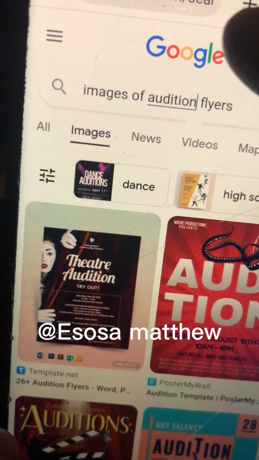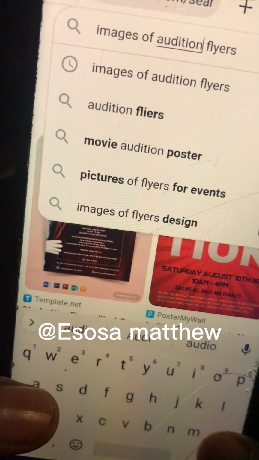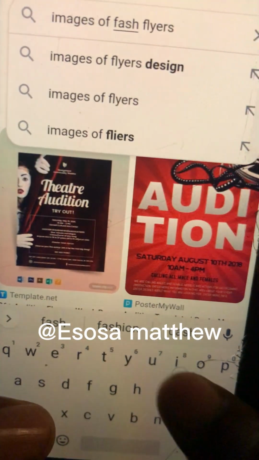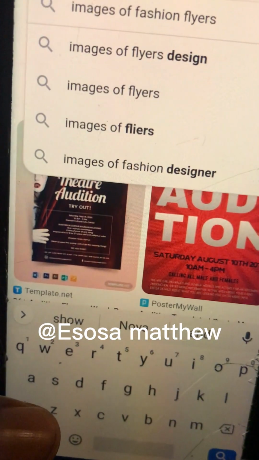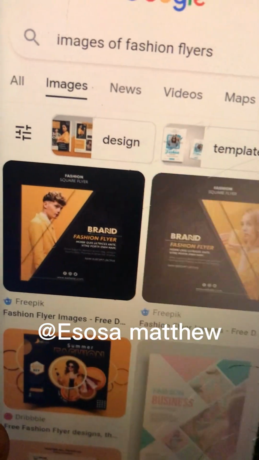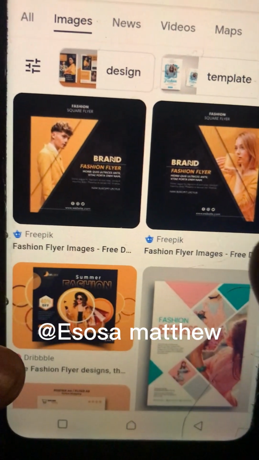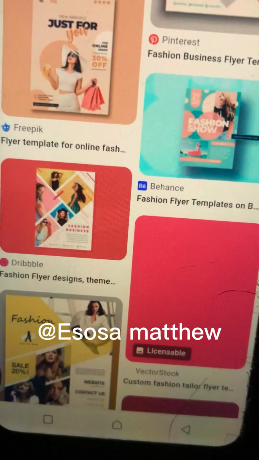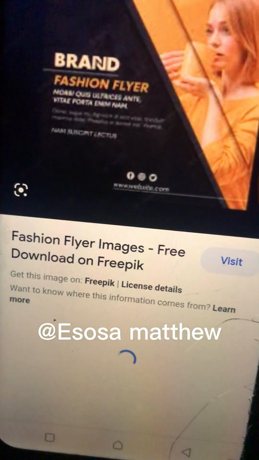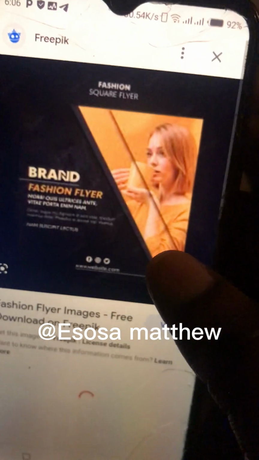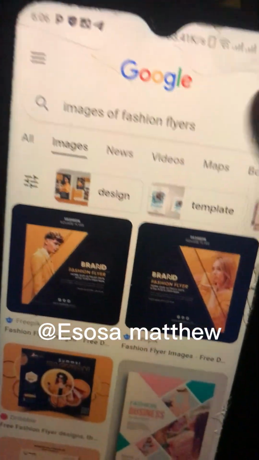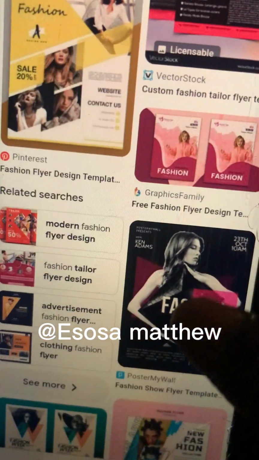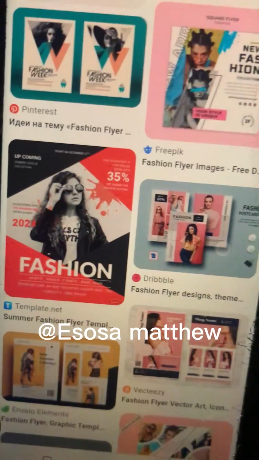So let's search for images of fashion flyers. I hope you're taking notes of all the different examples of flyers I've given you. I've given you the types, and now I'm classifying them into examples. So these are examples of fashion flyers. You can search on your own and get inspiration when you want to design anything.